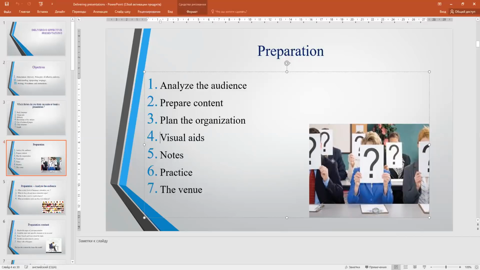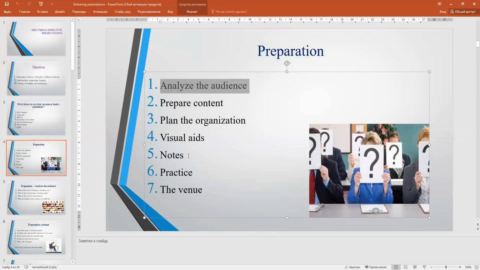For example, on the right corner, you can see I inserted such an image. The audience is hiding their faces, and you can see the question sign, because of analyzing the audience. You have to analyze the audience, who they are and what they want. You have to know everything about your audience.